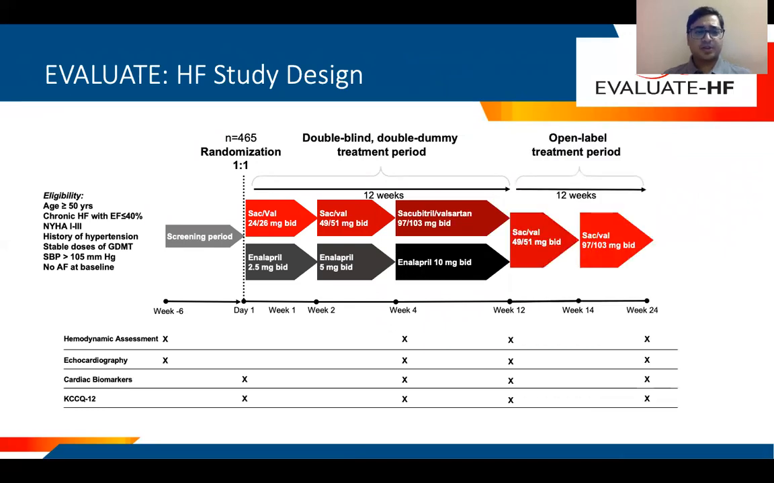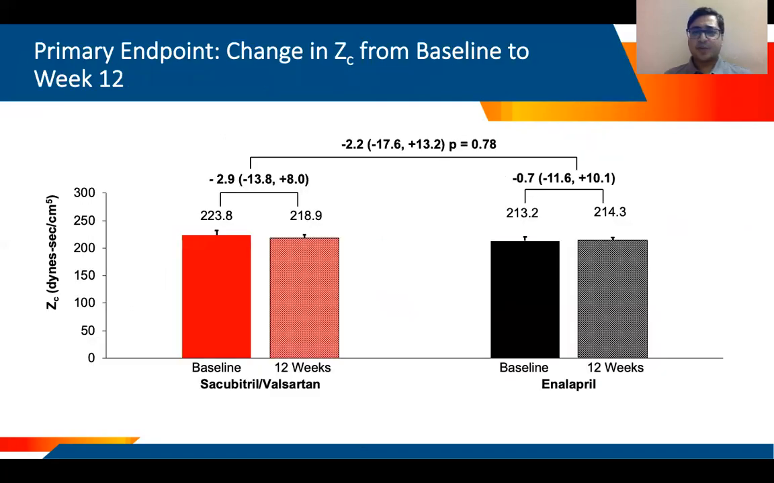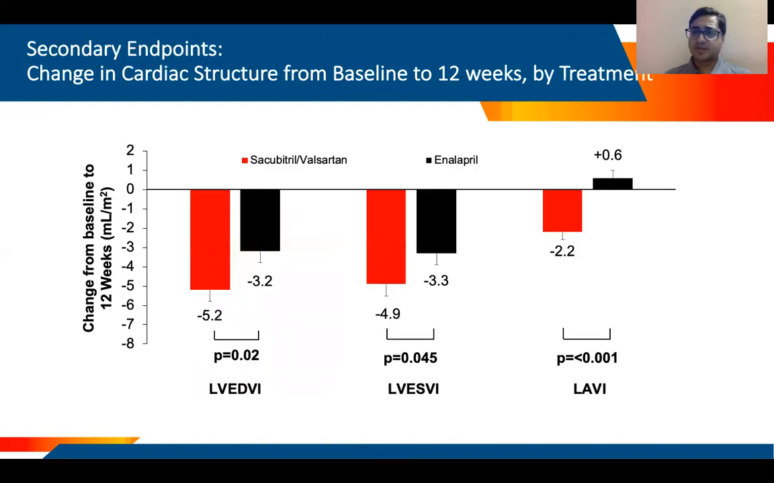This is the study which compares sacubitril valsartan to enalapril, with a double-blind, double-dummy treatment period and an open-label treatment period. Eligibility was age more than 50 years, chronic heart failure with EF less than 40%, NYHA class 1 to 3, history of hypertension, stable doses of GDMT, SBP more than 105, and no AF at baseline. And primary endpoint was the changes in the parameter from baseline to week 12. The left column is showing sacubitril valsartan, and the right one is for enalapril from baseline to 12 weeks.